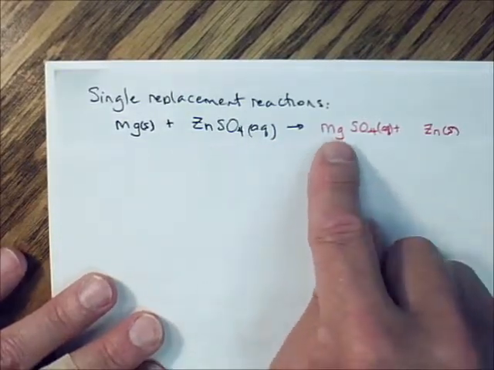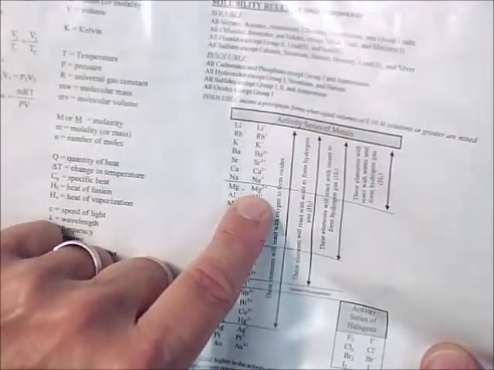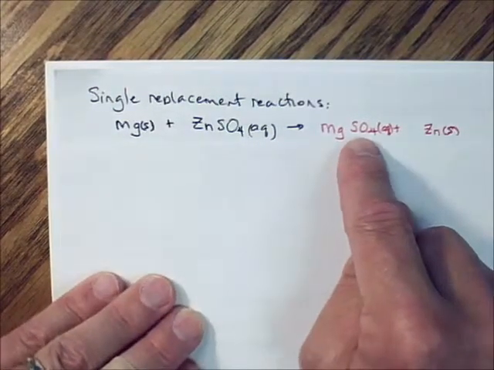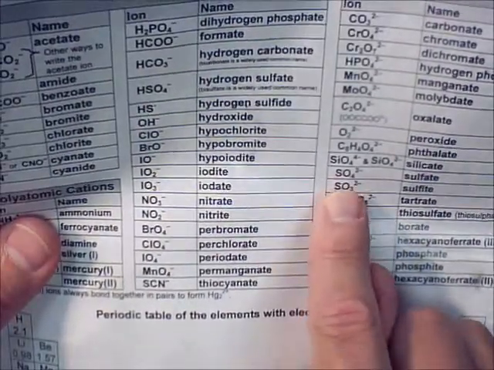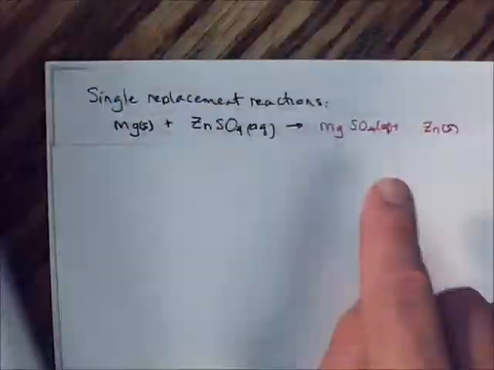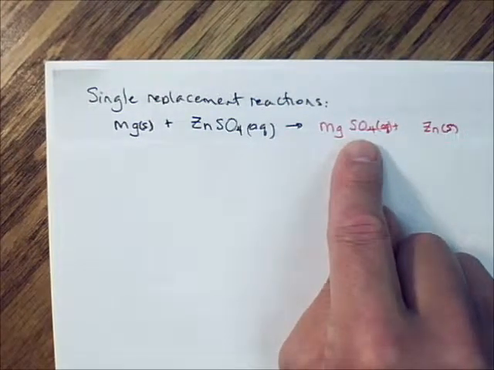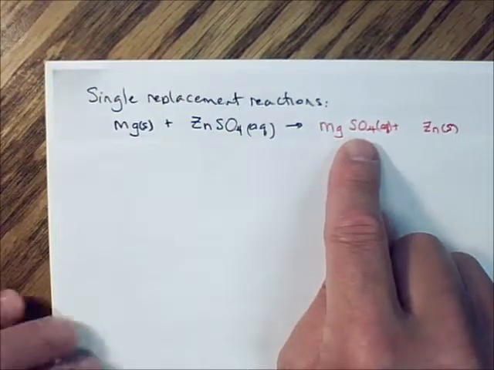We need to make sure we balance this compound. Magnesium has a 2+ charge. You can find that here on the activity series, 2+. You can also find that on the periodic table with oxidation numbers. Sulfate has a 2- charge. If you didn't know that, you'd look it up on the common ions list in the test references in this class. Sulfate has a 2- charge here. So I need 1 magnesium, a 2 positive charge particle, and 1 sulfate, a 2 negative charge particle. So the charges balance out. We only need 1 of each.